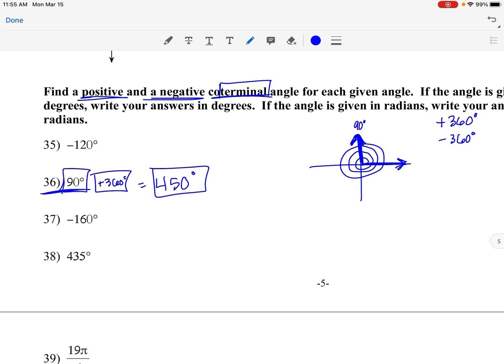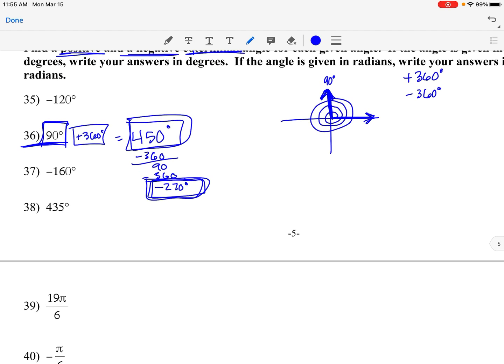Now I'm going to go backwards. Or you can start with 450 and then start minusing 360 to get our negative. If I minus 360, that gets me back to 90. Then I minus 360 again, and that gets me to negative 270. So there's a negative answer. I have my positive, I have my negative, and that's it. You just add 360 and minus 360 as many times as you want to get a positive and a negative.